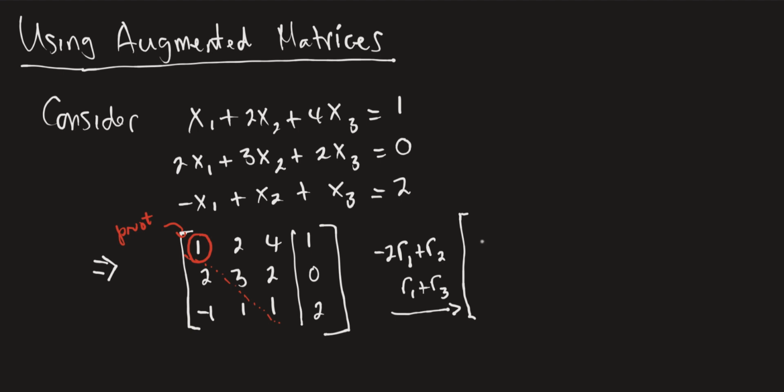So we end up getting 1, 2, 4, 1. Actually, let me write the entire row here. And then the new second row becomes 0, negative 1, negative 6, negative 2. And then the new third row becomes 0, 3, 5, 3. And that's our new augmented system. And let me do my vertical line there. It's not required that you do the vertical line.